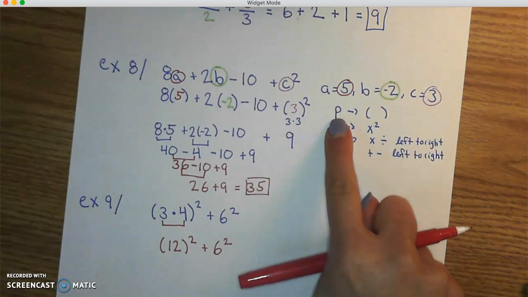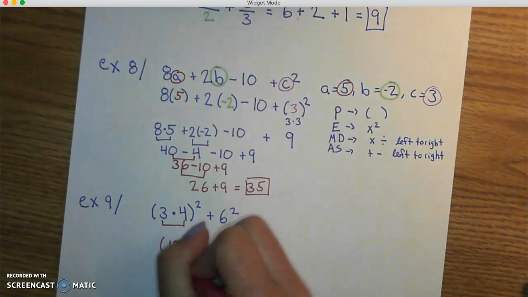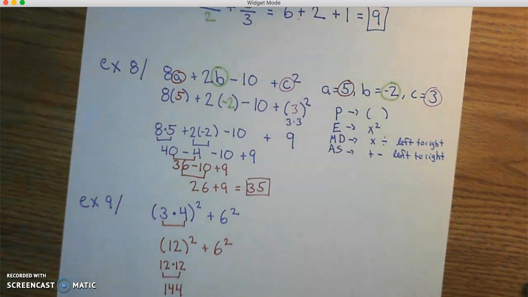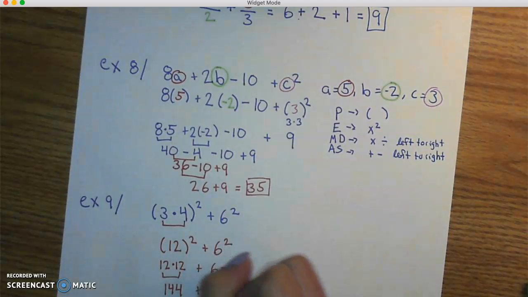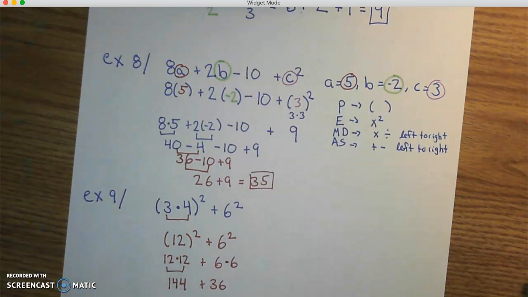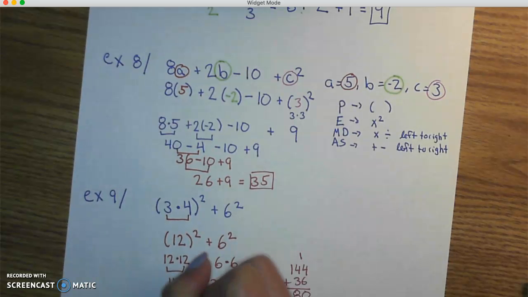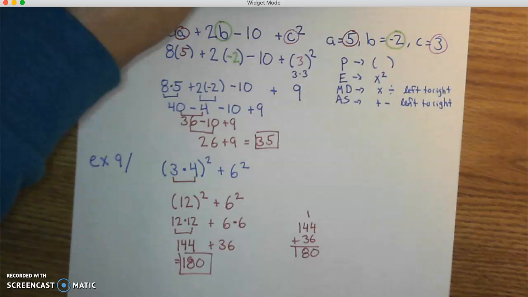All right, my parentheses are done. Now I have an exponent. I have 2 exponents. 12 squared is 12 times 12, which is 144. Plus 6 times 6, which is 36. And if I add these together, let's do it. 144 plus 36, I get 180. Oops, let me show you that as my answer.